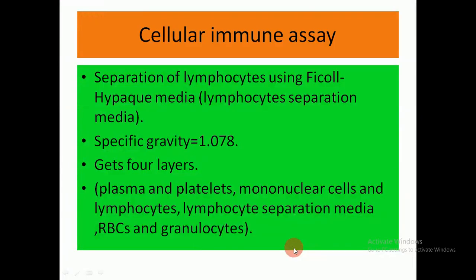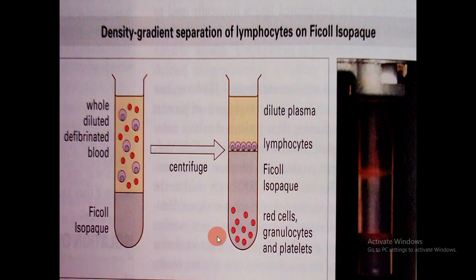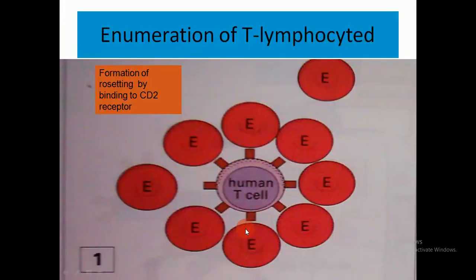Platelets here are in the lower layer with the granulocytes and the RBCs. Here only the plasma and platelets, here with the granulocytes. Here the platelets are at the bottom of the test tube, and we use the lymphocytes for the enumeration of the T lymphocytes.